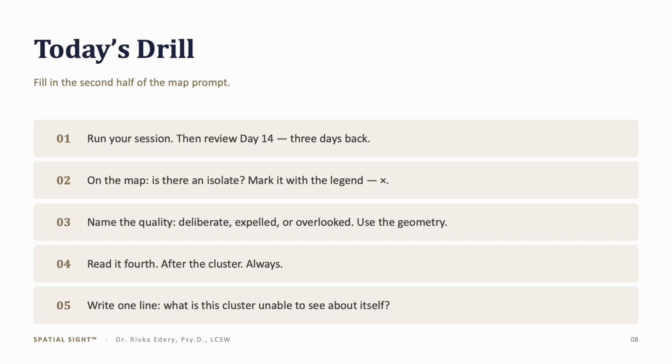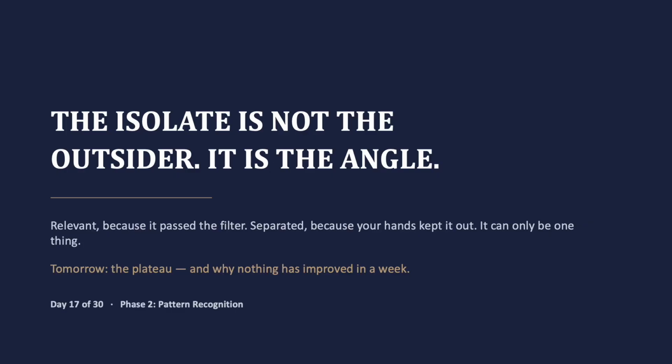That is the question the isolate answers. Not, hey, what else is going on? Not, who is the outsider? What is this situation unable to account for? And if there is no isolate tonight, write that. A layout with no isolate is a layout in which nothing is commenting from outside and everything present is inside the situation. That is a real and specific geometry, and it means something, and it is not a boring result.